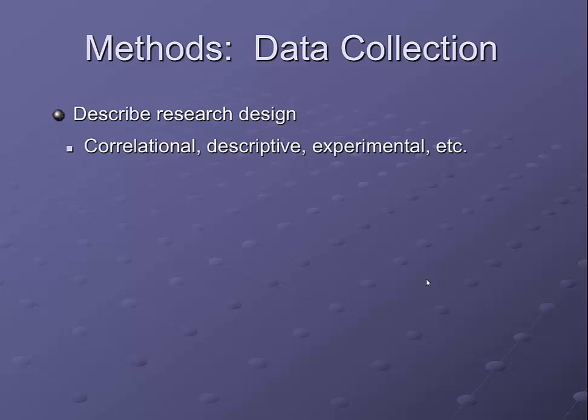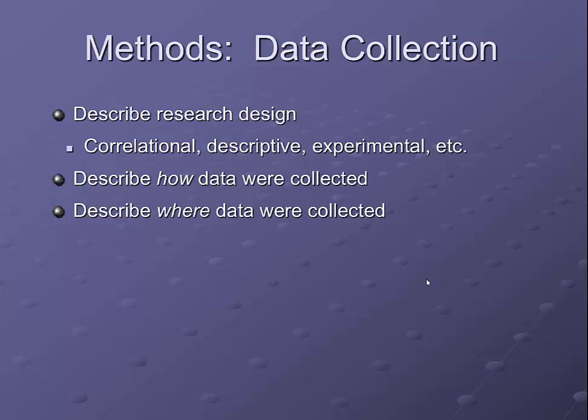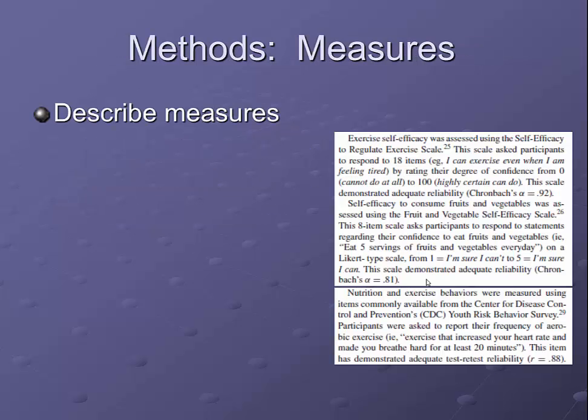In the next paragraph of the method section, then you want to address what type of design did you use. Did you use a correlational design, experimental design? You also want to talk about how the data was collected. Did you use a focus group, questionnaires? Was there a survey delivered online? Was a survey done during kids' classroom period? How did you collect the data?